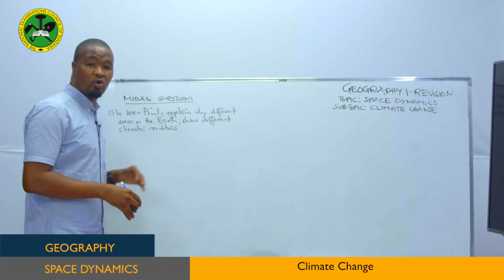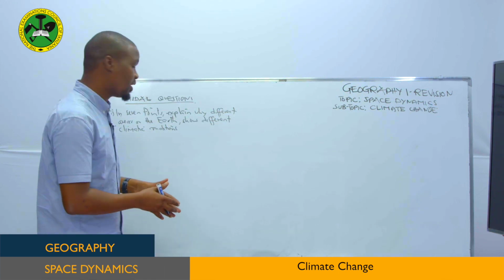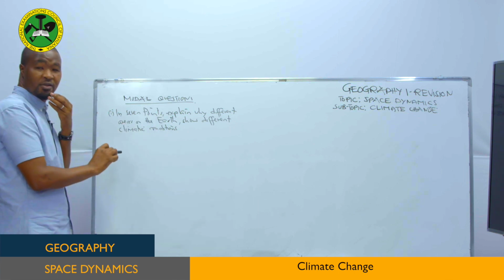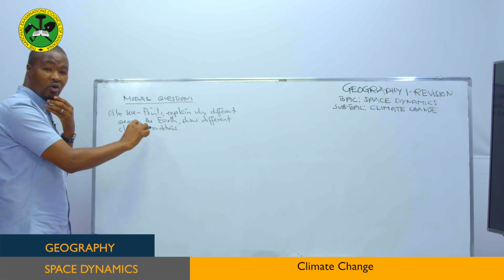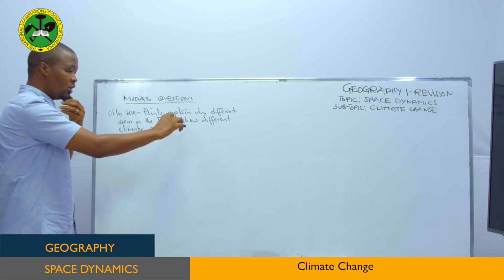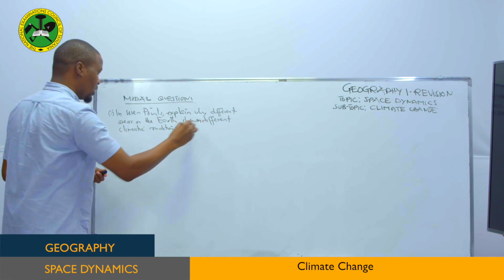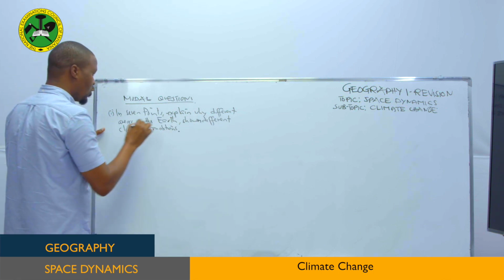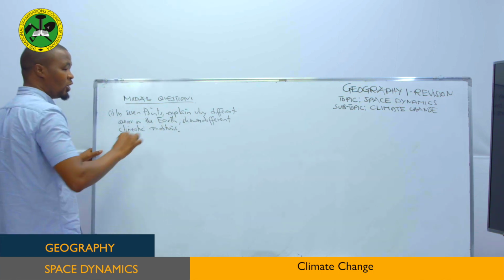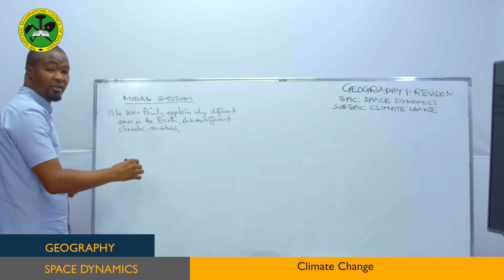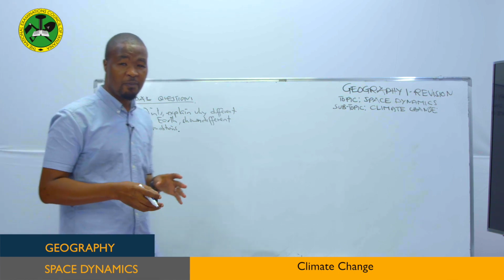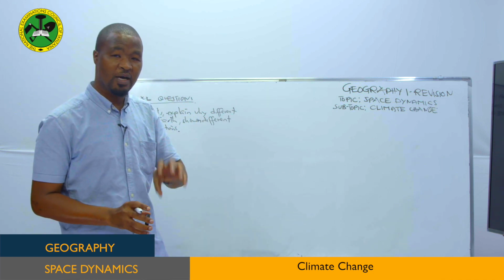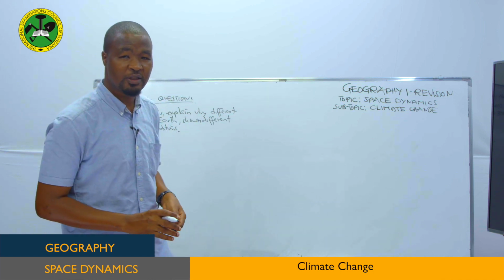Let's see the model question relating to our subtopic today. We have the model question right here. It says, in 7 points, explain why different areas on the Earth show different climatic conditions. It means the question needs us to explain why there is a variation of climate in different areas.